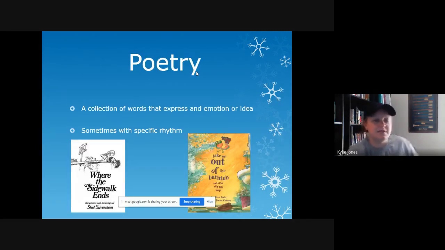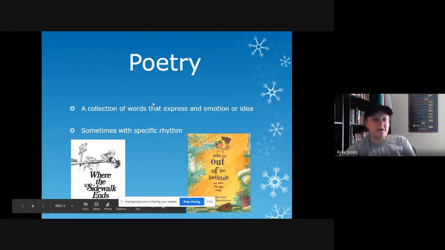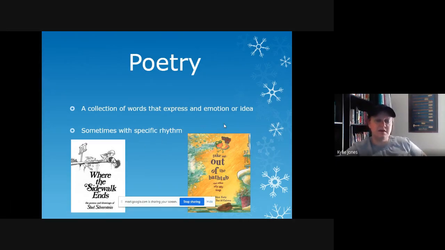It's another thing. It's a collection of words that express emotion or an idea, sometimes follows a rhythm. A good one of my favorites is Shel Silverstein, Where the Sidewalk Ends. He has a lot of really good stuff. This one is Take Me Out of the Bathtub and Other Silly Dilly Songs. So poetry is a type of fiction because it's typically not real things that are being written, not facts.